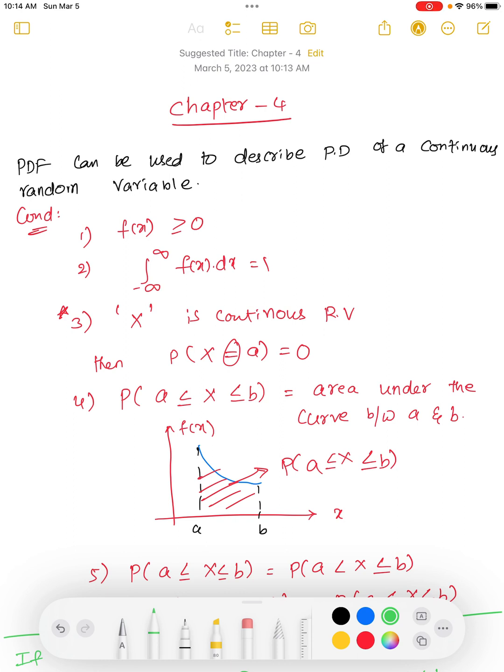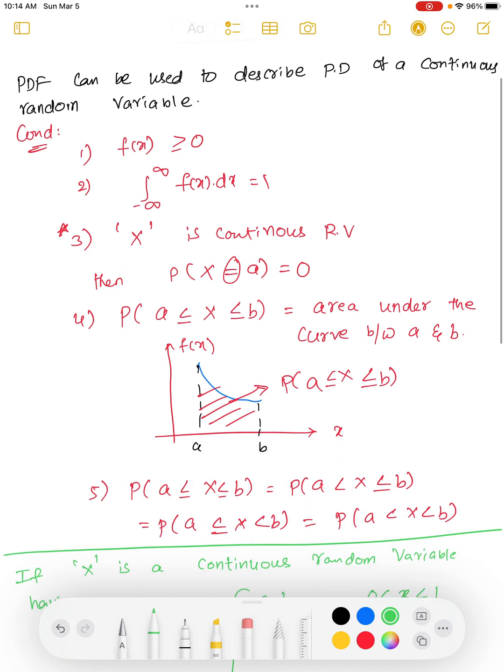PDF is denoted with small f of x, as mentioned in the discrete random variable, but here the variable is a continuous random variable. There are five conditions for a PDF having a continuous random variable. One is small f of x is always greater than 0, and when we integrate from minus infinity to plus infinity, the probability is 1.